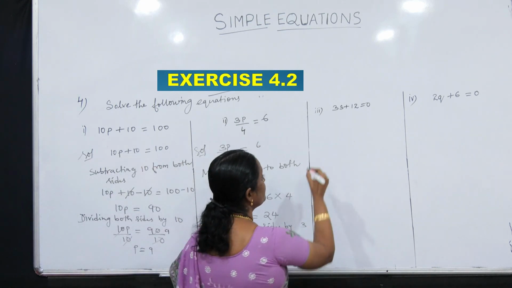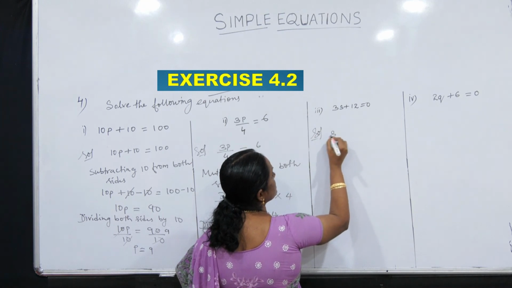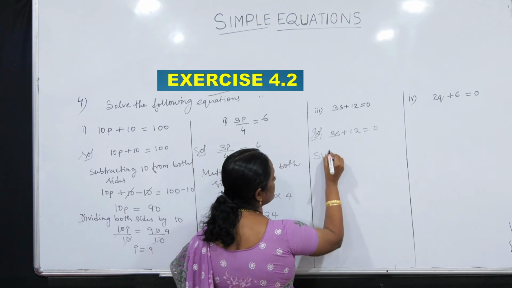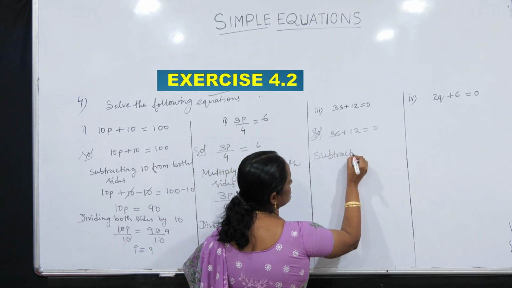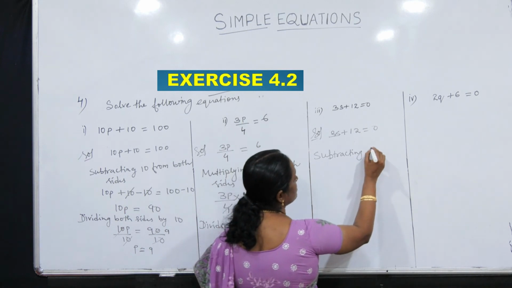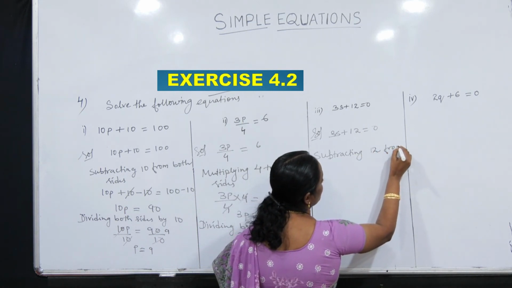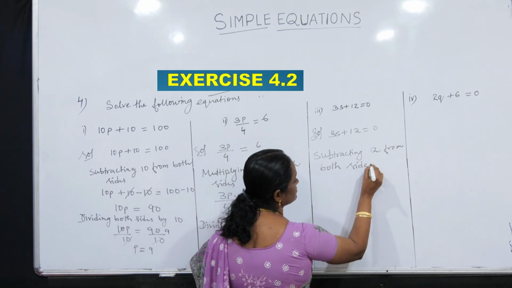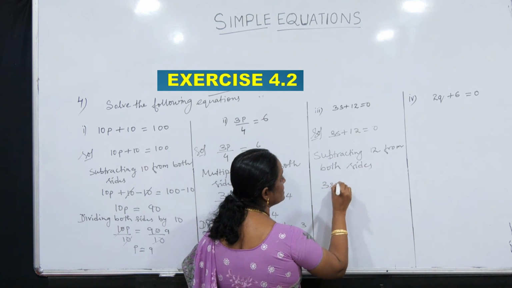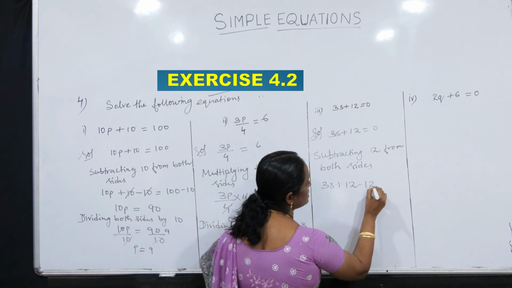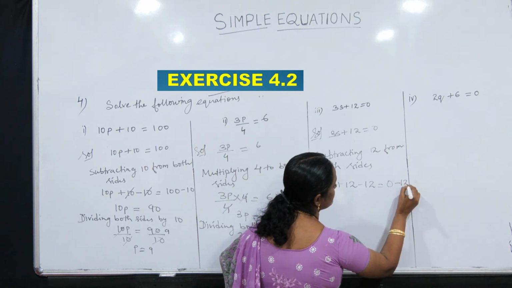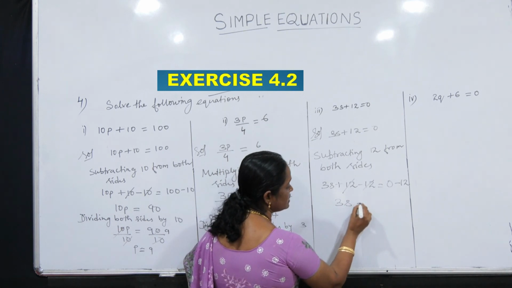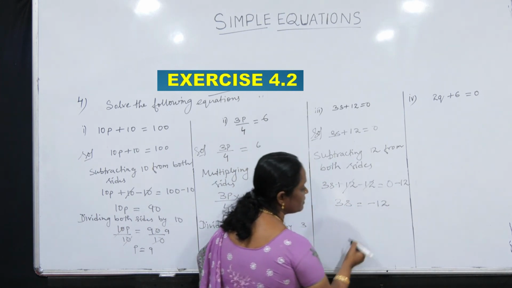Next, the third equation, 3s plus 12 is equal to 0. The first step is subtracting 12 from both sides. 3s plus 12 minus 12 is equal to 0 minus 12. Here plus 12 and minus 12 will get cancelled. 3s is equal to 0 minus 12, it is minus 12.